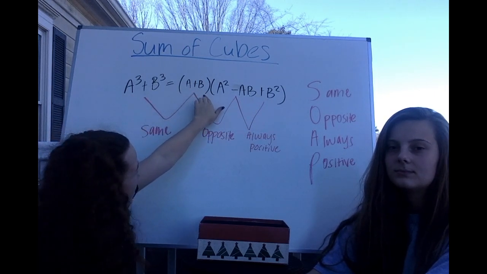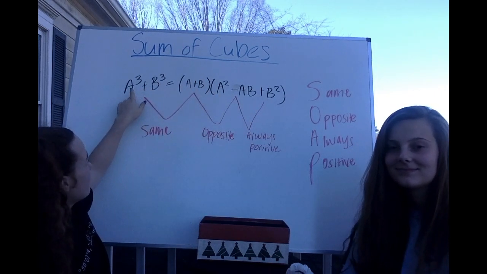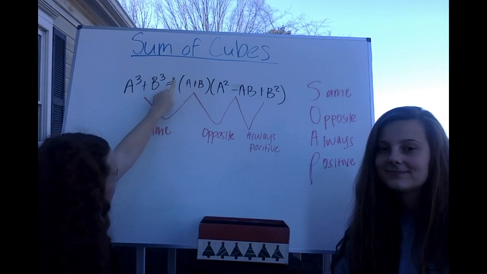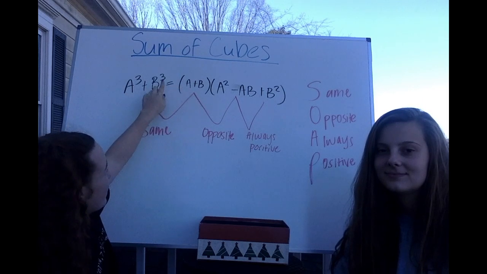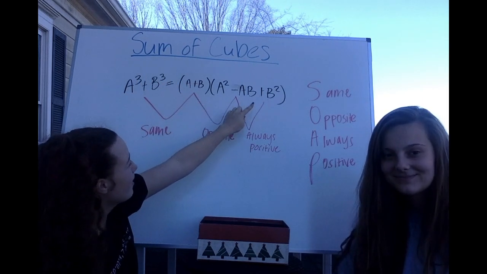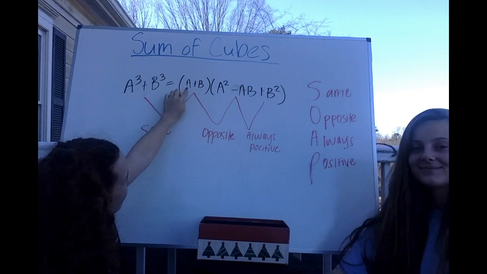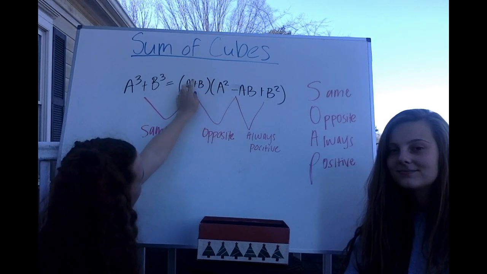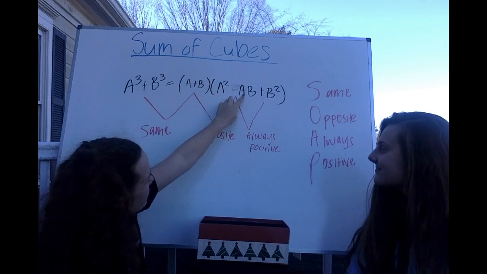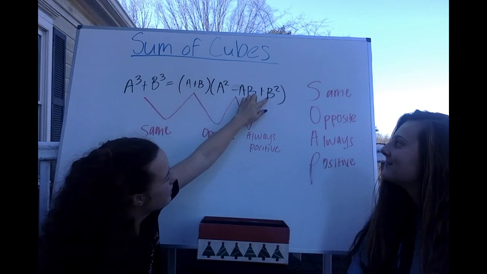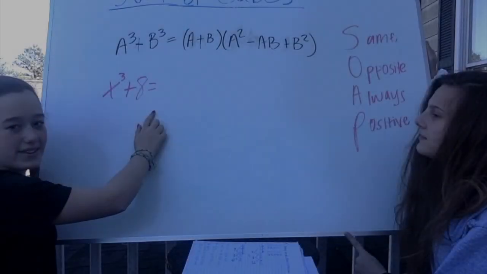The way you get these out of this is, first you're going to take the cube root of A and then the cube root of B, and it's going to be the same sign as before. And then to get the polynomial over here, you square A, and then there's the opposite sign, and then you multiply these to get this, and then this sign is always positive, and you square the B to get that.